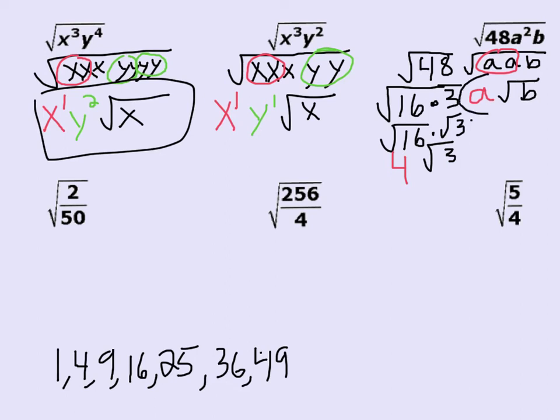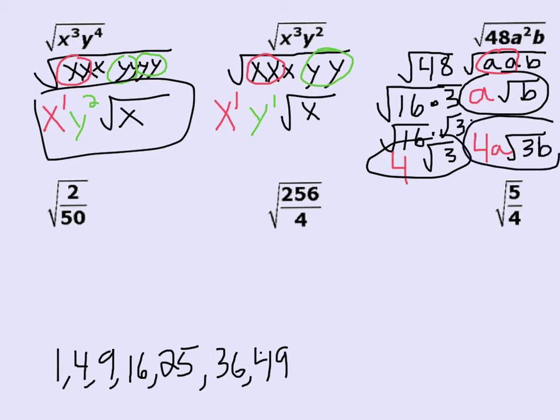So now let's put these together. So the outside numbers would be 4a, but still in the radical, the radicand would be 3 and b. Those stay inside. What happens when we have a fraction? Well, first say to yourself, can you simplify this? Can I reduce 2/50ths? And the answer is yes. That's 1 over 25.